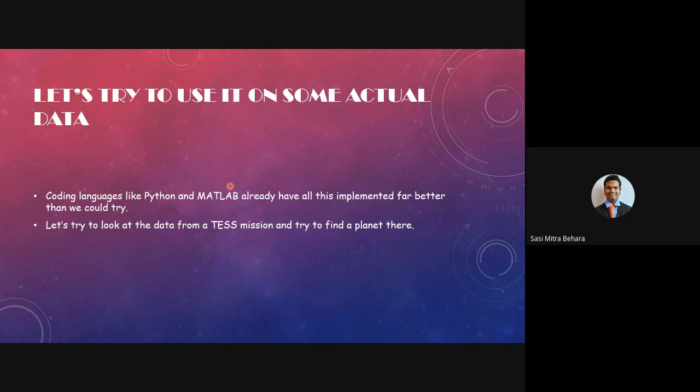Now, all of this mathematical discussion is meaningless nowadays. Coding languages like Python and MATLAB already have all of this implemented far better than we could try. So let's just go to Google Colab, download some data from the TESS mission, and try to find the first ever planet that was observed by TESS.